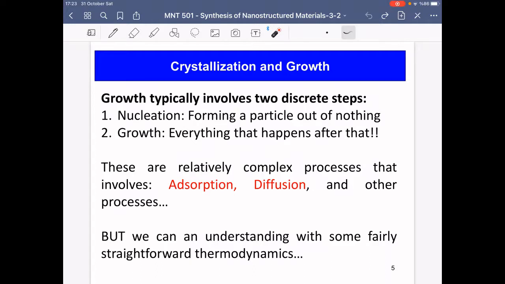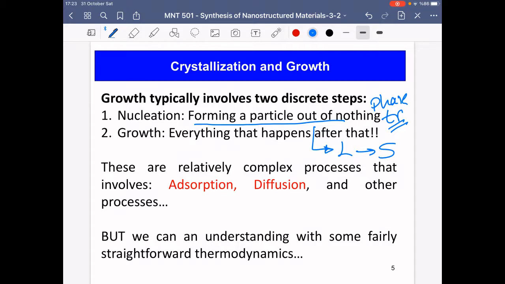And I want you to visualize this by saying that this is a phase transformation reaction. Okay, so forming a particle out of nothing means I'm forming, for example, a solid out of a liquid phase. So this is a phase transformation reaction. This is a reaction, but the phase is changing. Okay, so there are a lot of things happening with the phase change and everything else.